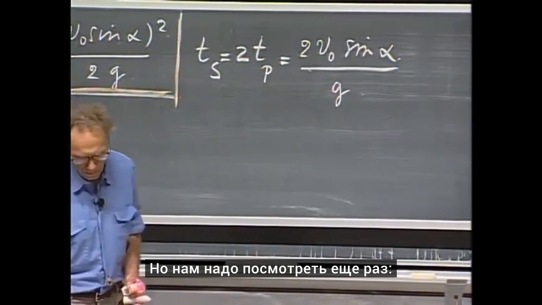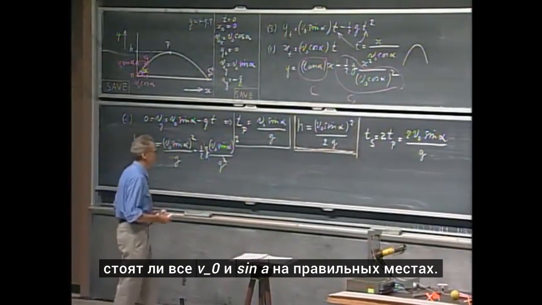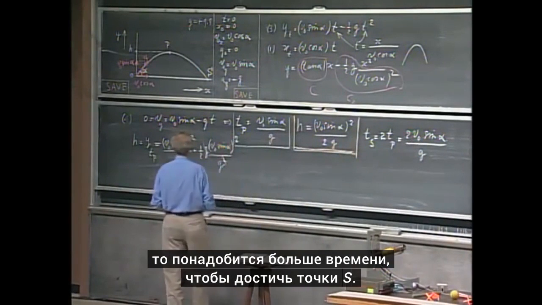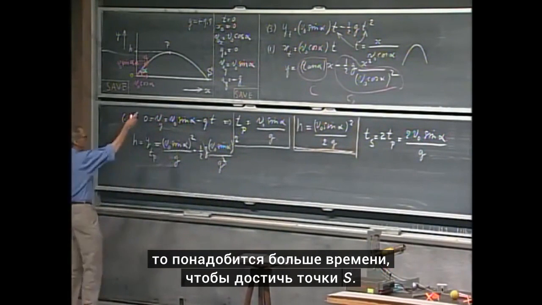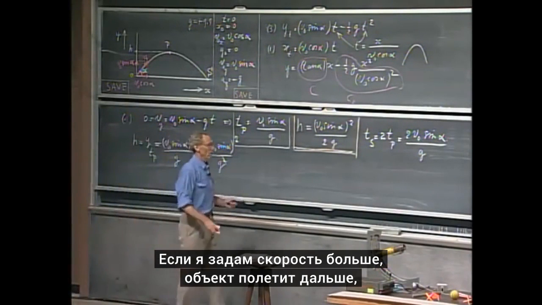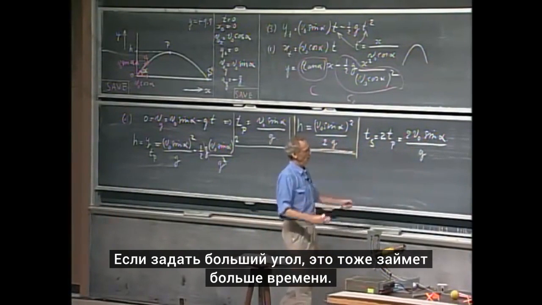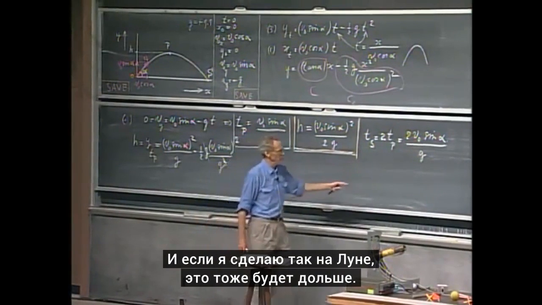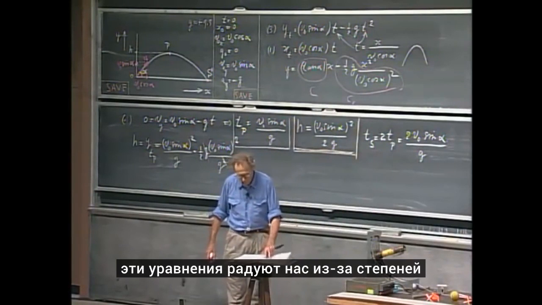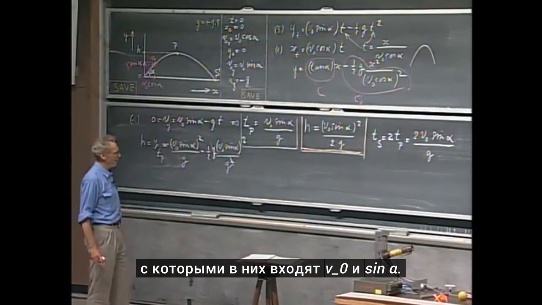But now we want to look again whether the v0s and the sine alphas have the right place. Indeed, if I increased the speed, I would expect it to take longer before it reaches S. If I give it a larger speed, it will come out farther, and obviously the time will take longer. If I do it at a higher angle, it will also take longer. And if I do it on the moon, it will also take longer. So this makes sense. These equations are pleasing in terms of the way that v0 and sine alpha appear in the equations.